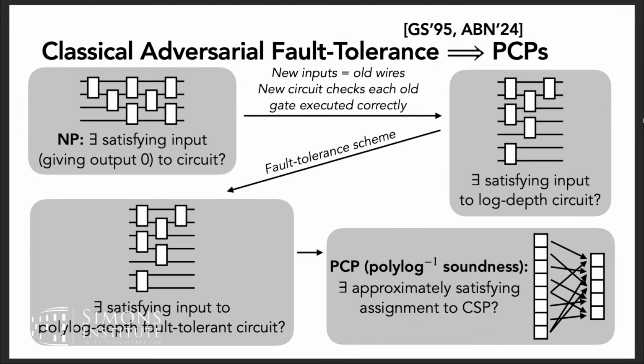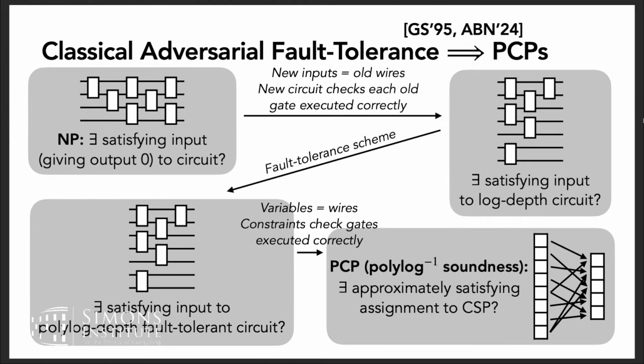Because of that, if we take this polylog depth circuit and construct a CSP out of it, where the CSP has variables corresponding to the space-time locations, similar to what we did up here, and constraints checking that each gate was executed correctly, all of a sudden a polylog soundness PCP just pops out. The PCP proof is just a transcript of the execution of this polylog depth fault tolerant circuit. Then our PCP verifier samples a random gate, looks at any individual gate, and checks that that gate was executed correctly.